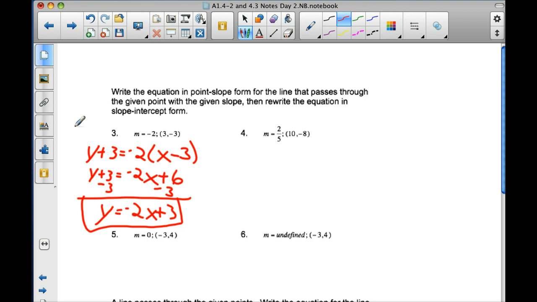Is there some way to just make the slope intercept form right off the bat? Great question, Blake. Guys, everybody think about this question. Blake's got a really smart question. Say it again. This is important. Is there any way to make it slope intercept form right off the bat?